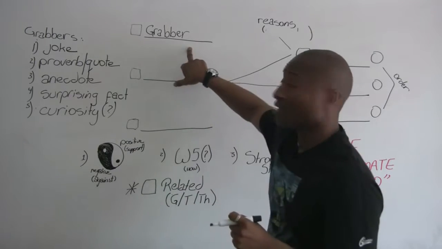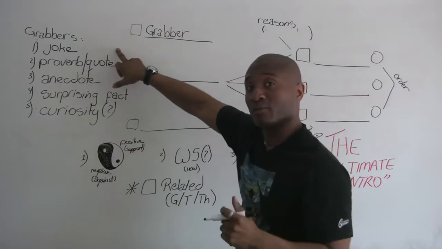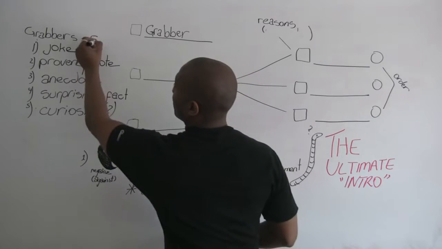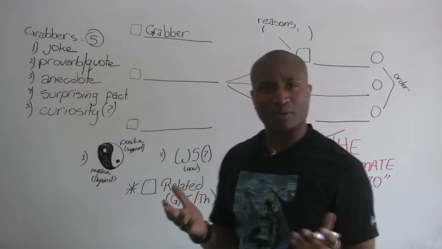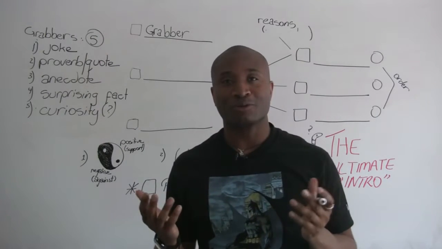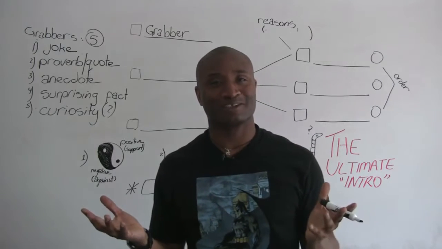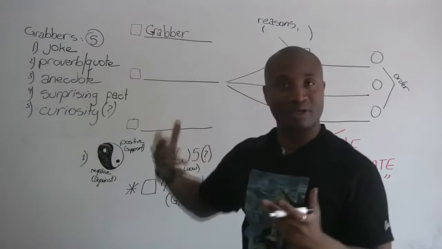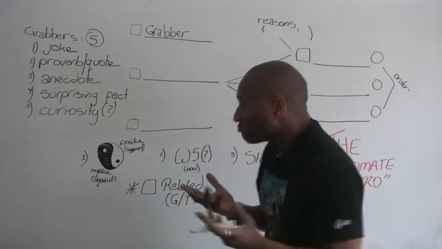Now, that's your grabber. And now you have the 5 grabbers that we can possibly use. Okay? So that's 5 of them. So what's the next part? Now you've got a grabber. I might say to you, what the hell are you talking about? What do you want to tell me? You got my attention. I'm curious. But what are you talking about?